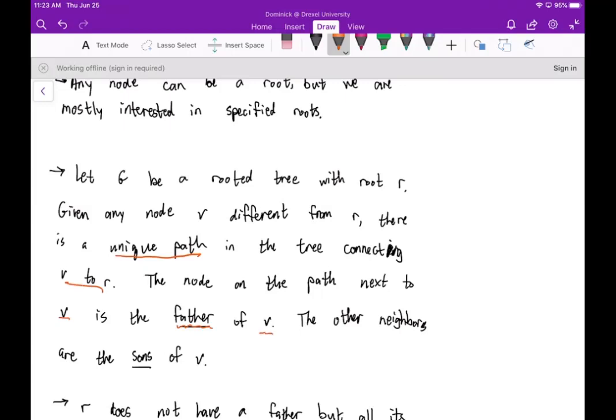So for example, if you have a root R, and let's say these are just unnamed nodes, but we eventually want to get to, say, V right here, then we would say that this node right here is the father of V, right? And of course, if we were then to go this way out of V, these nodes would be the sons, right? So you can almost think of this as sort of like a family tree idea.